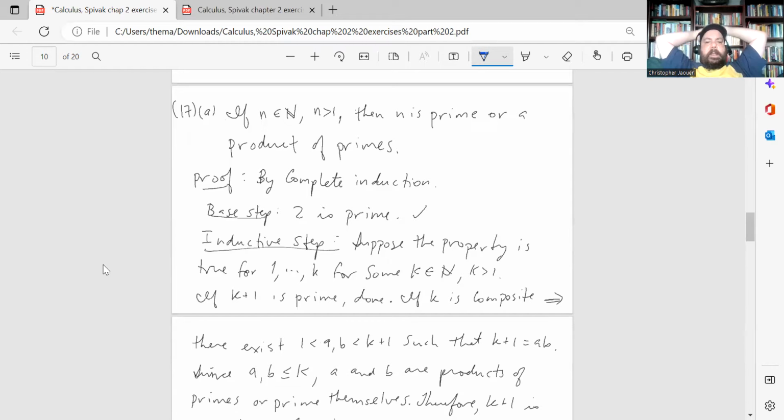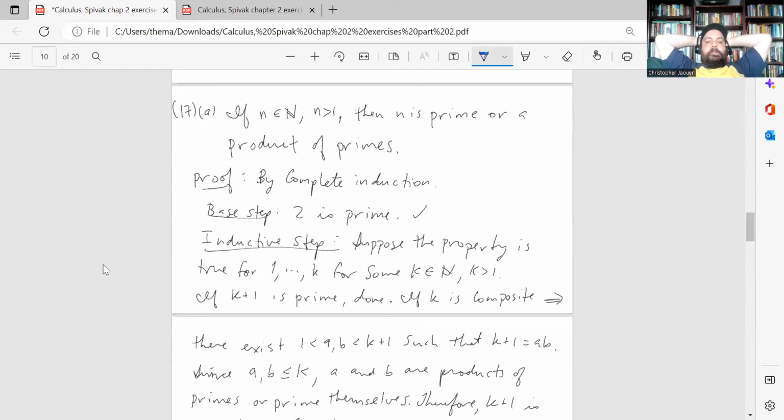Okay, 17 part A says if n is a natural number and n is greater than 1, then n is a prime or a product of primes. Okay, so they want us to prove that. Again, unsurprisingly, it's a proof by induction. Base step: 2 is a prime number, so that checks out.